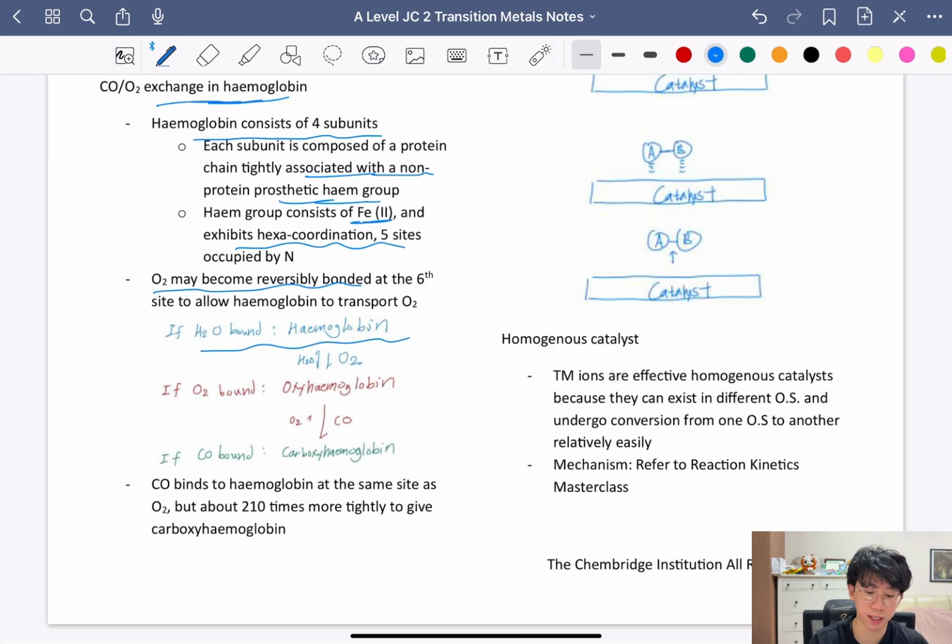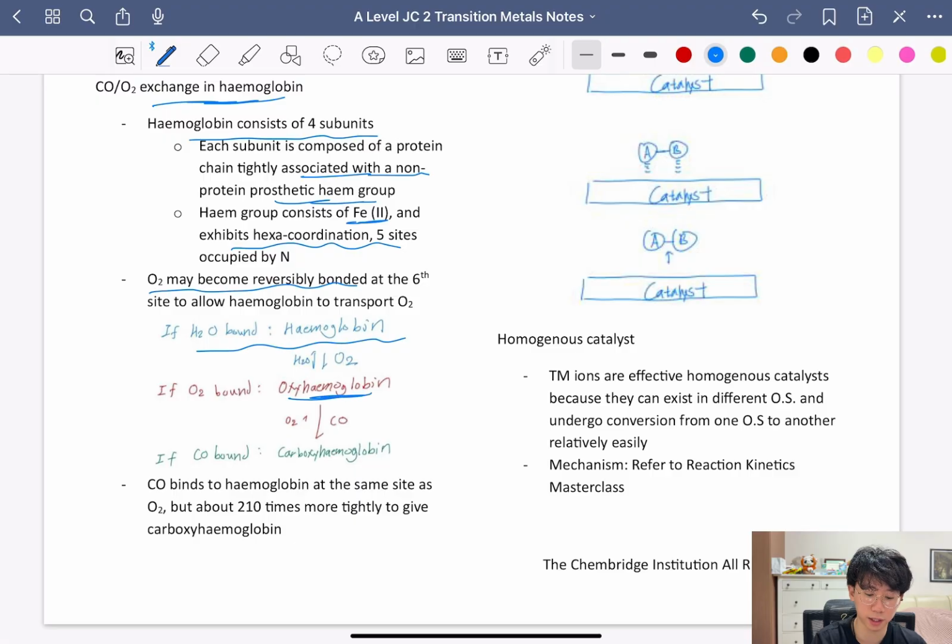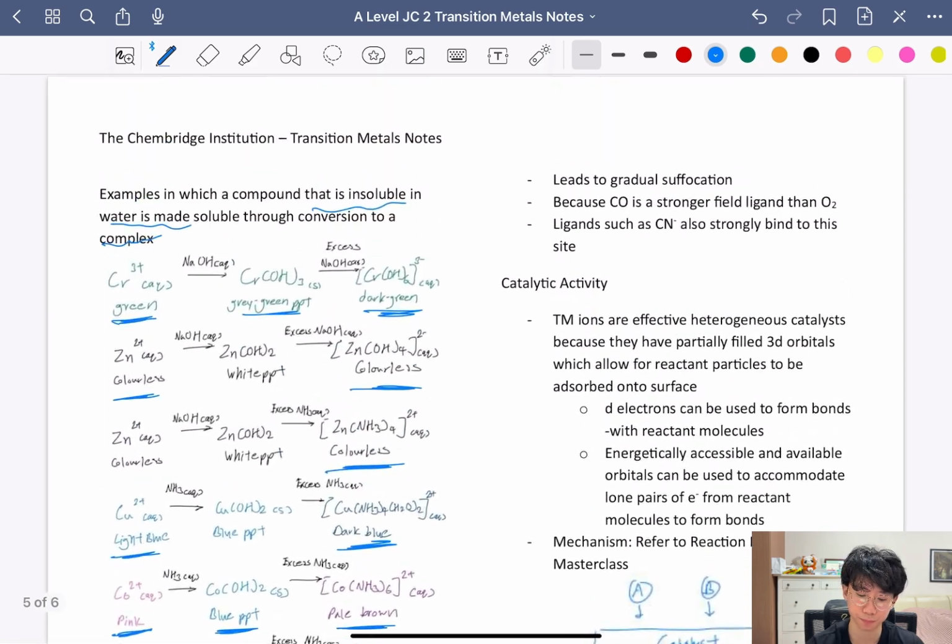So for example, here it starts with hemoglobin, but then when O2 is bound, you get oxyhemoglobin over here. Of course, this reaction is reversible, otherwise your O2 cannot come out of hemoglobin and be given to the muscles in your body. However, when you have carbon monoxide, you can convert your oxyhemoglobin to carboxyhemoglobin. And actually carbon monoxide binds to hemoglobin at this same site about 210 times more tightly. And this is why carbon monoxide is so dangerous and can cause suffocation.